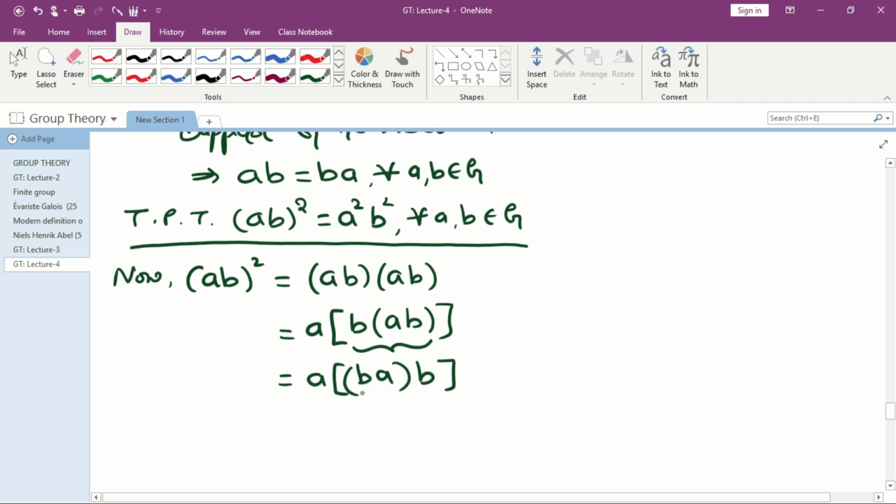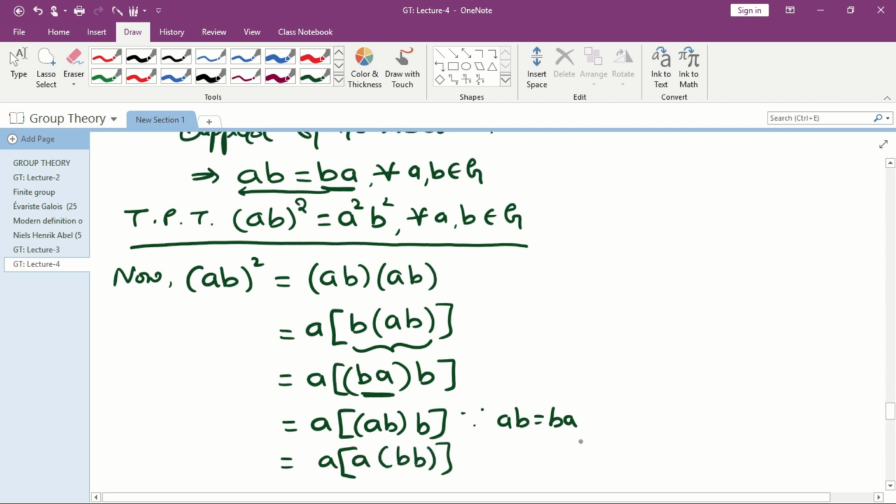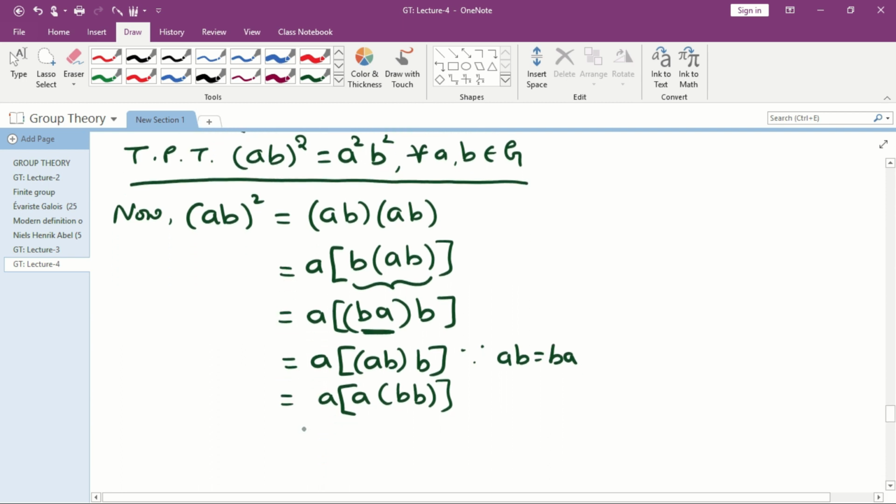Okay, but you can see here we have BA. So BA can be written as AB, that is given. Therefore this is A into AB into B, because that is given, AB is equal to BA. Okay, now this is A of, again use associative law, A of B into B. So that is equal to A of A, and this becomes B square.